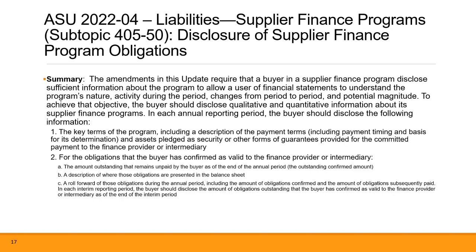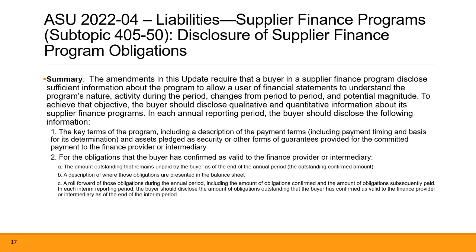And finally, for the new ASUs of 2022, we have 2022-04, liabilities and supplier finance programs and the disclosure of supplier finance program obligations. And so the board is issuing this update to enhance the transparency of supplier finance programs. Stakeholders observed that there's a lack of transparency about supplier finance programs because 1, there is no explicit disclosure requirements in GAAP specific to these programs, and number 2, a buyer party may present obligations covered by those programs in the same balance sheet line item as accounts payable or in another balance sheet line item, depending on the facts and circumstances of the arrangement.